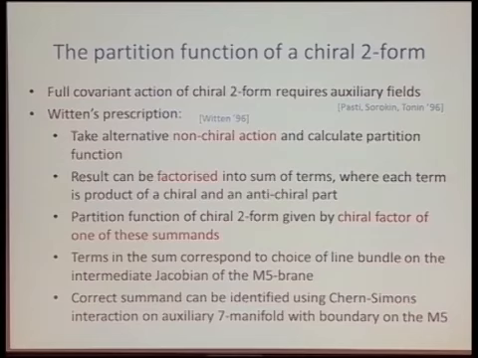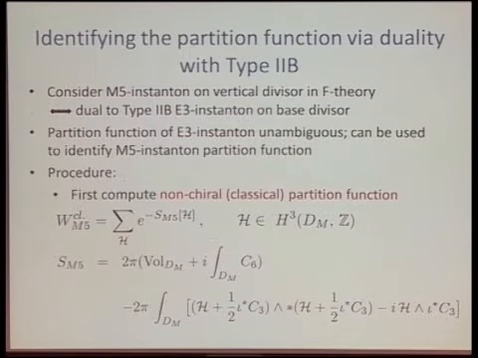But again, this is highly non-trivial. You need to consider a suitable Chern-Simons interaction on an auxiliary 7-manifold with a boundary on the brane. And this is all quite abstract and hard to carry out in practice. So we thought we could use the duality to type 2B string theory to make progress in this direction.